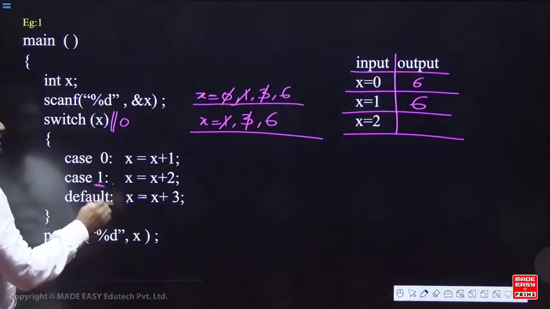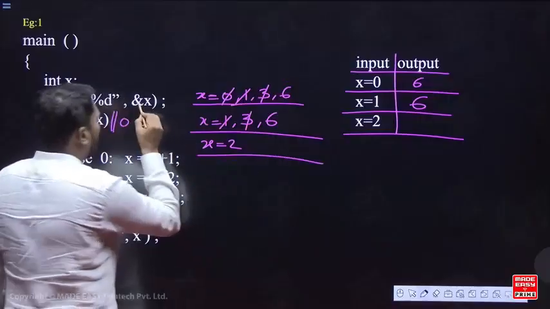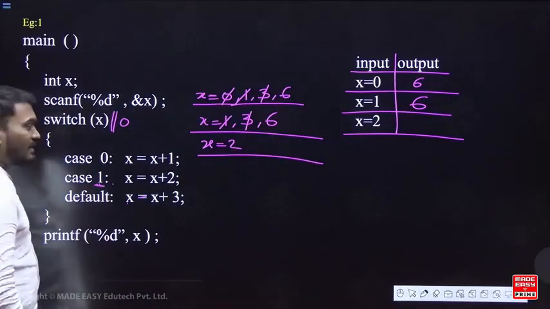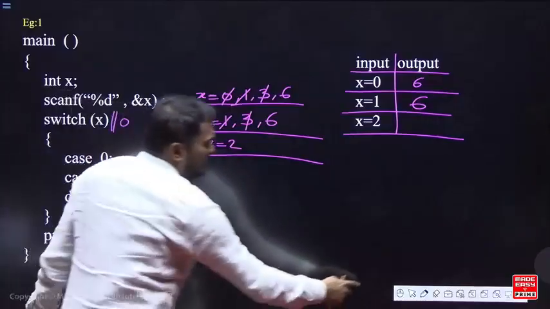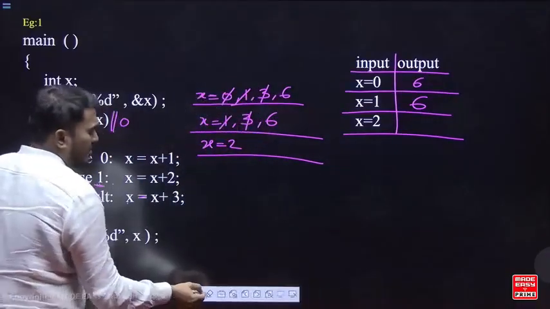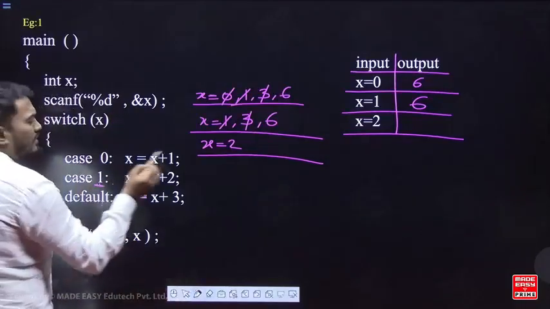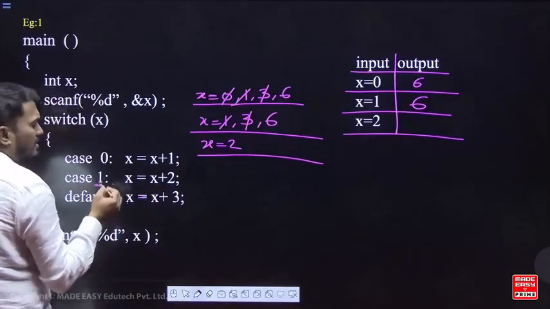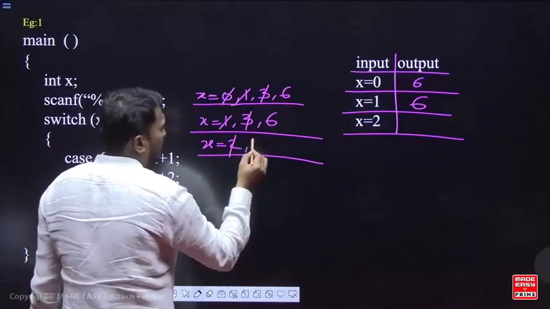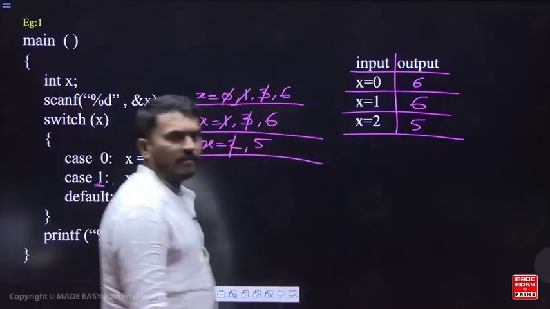Next, if the input is given as 2, tell me what happens here. If I give x equal to 2, is it matching with any case here? No. If I give x equal to 2, it is not matching with any case. So it will execute default only, x equal to x plus 3. So that becomes 5. So the output will be 5 here. Is that clear?